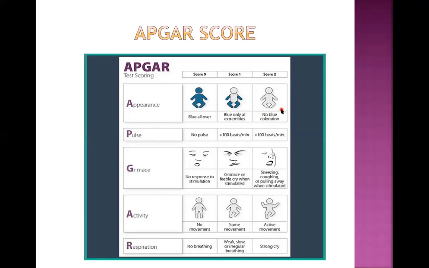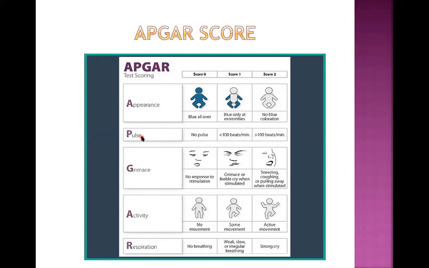Extremity is blue, score 1. Score 0, blue all over, or in some of the textbooks it is also mentioned pale all over. Even the pale baby all over has a score of 0. Not only blue, pale.